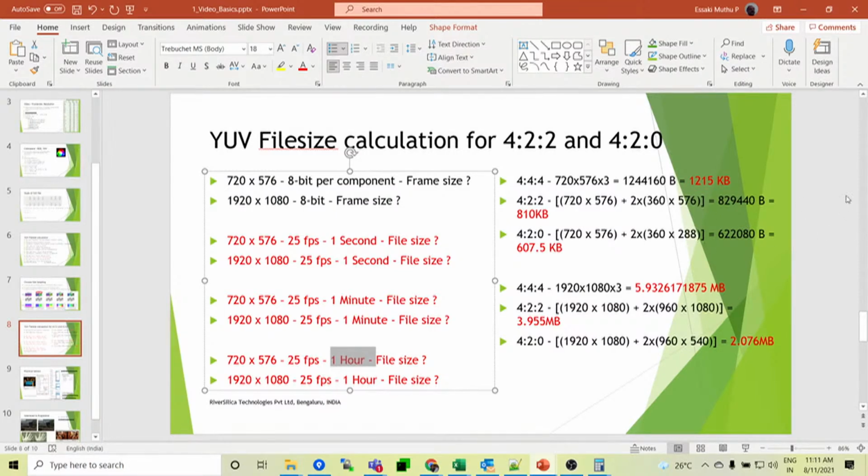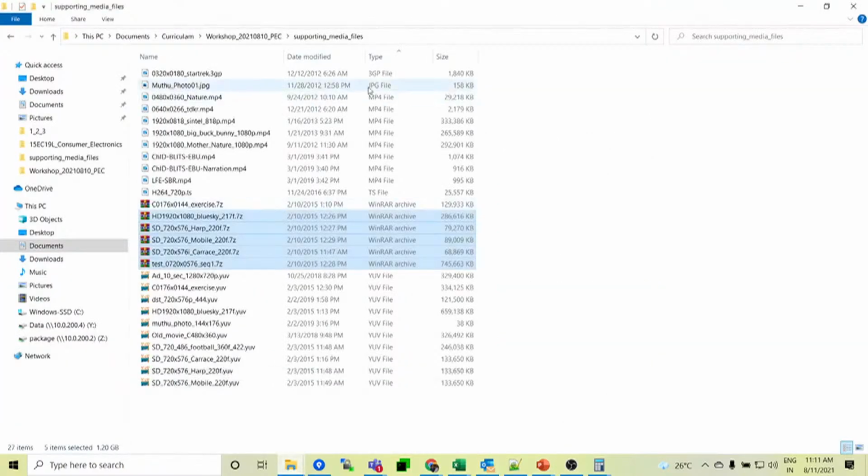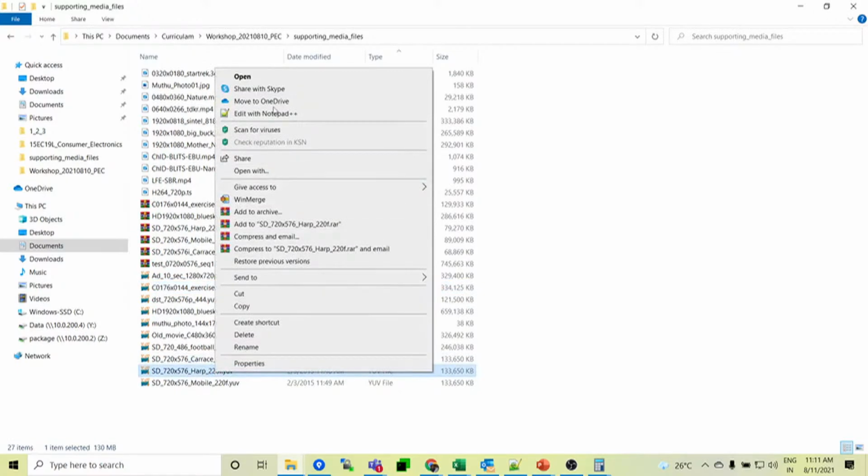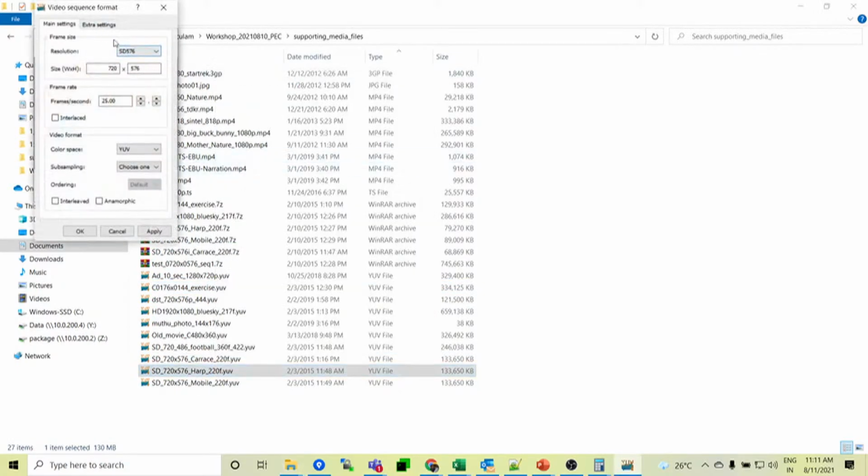Okay. Now let's see whether file size is matching or not. I'll give you a practical example. Supporting media files. This is a raw video, right? YUV files are raw video. Now let's take any one file, for example, the harp. I'll open it, and it says 720 by 576 width and height, and 25 frames per second, and it is in 420 format. That's why I said chroma subsampling is 420.